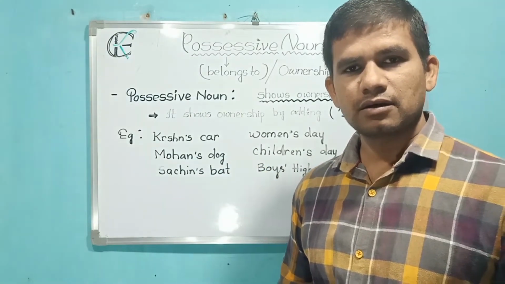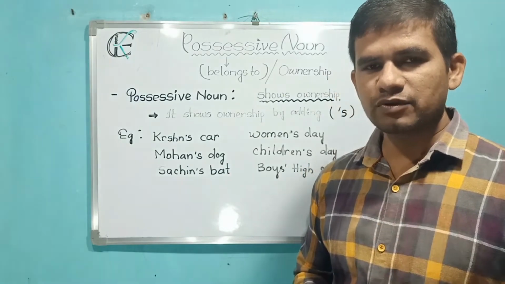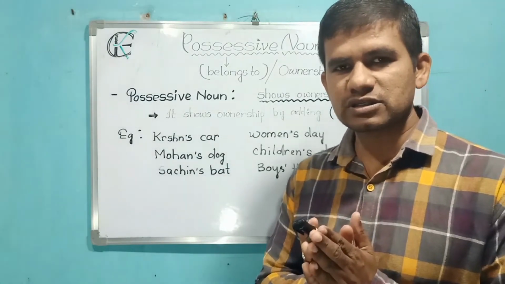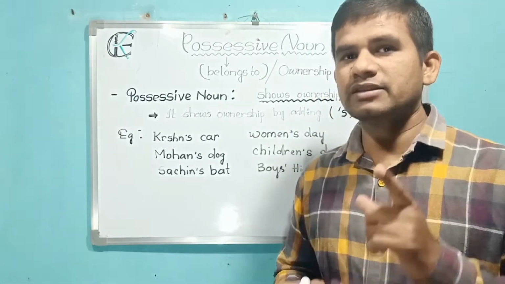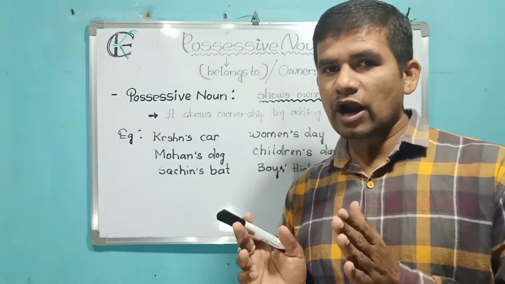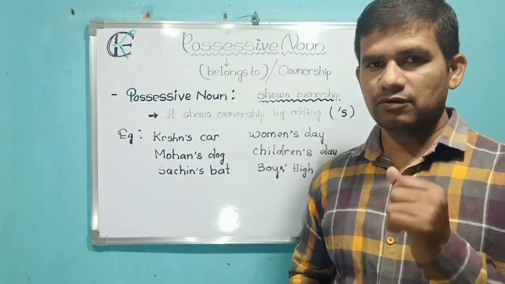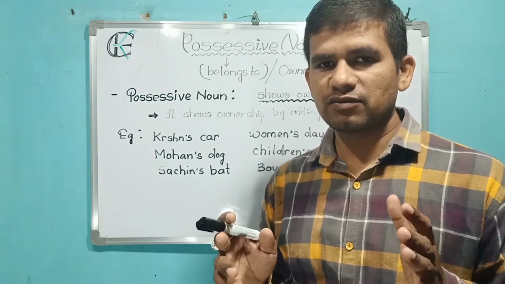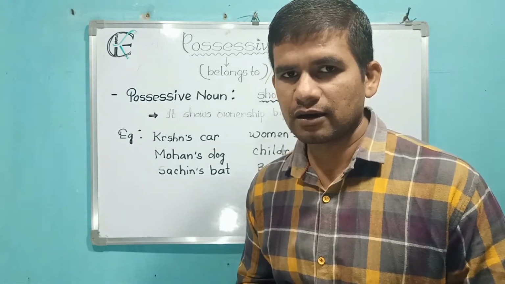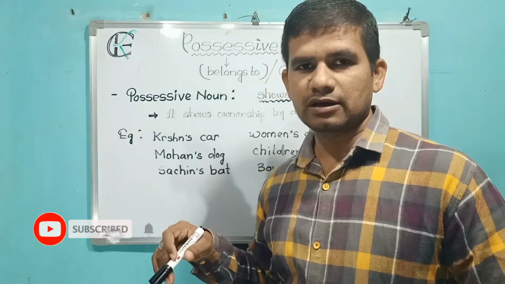But friend, you have to remember some other points: how to use possessive nouns, how to identify the possessive noun, and how to identify the subject. It is a very easy trick, friend, you can memorize it in an easy way. Then we'll go through the next topic.